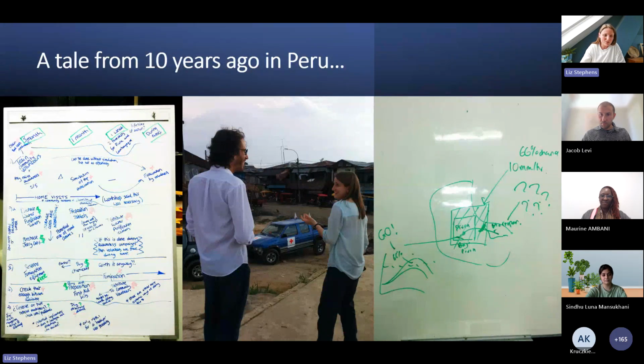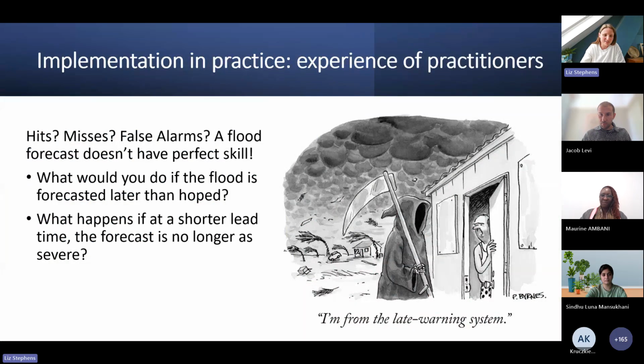We're going to hear now from a few more practitioners in their experiences. I know that things have changed since I've been in Peru 10 years ago, but I know that there's also lots of things that we still need to learn, and hopefully those people can share on the call now. But have in the back of your mind, and I'm going to help you win bingo now, think about hits, misses, false alarms. We know that a flood forecast doesn't have perfect skill, especially at the longer lead times.